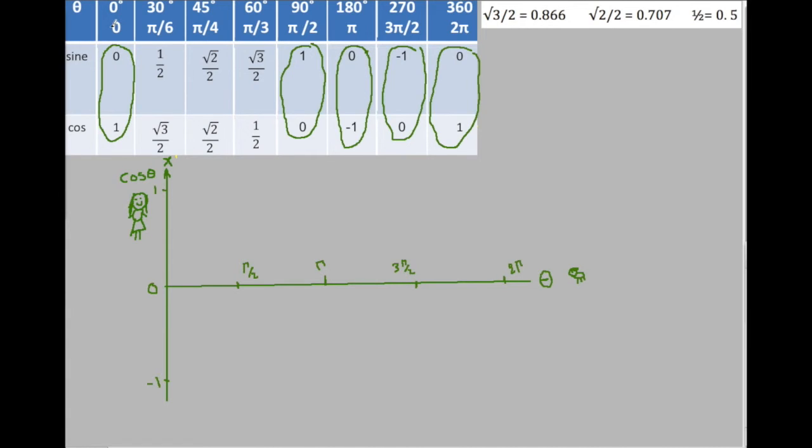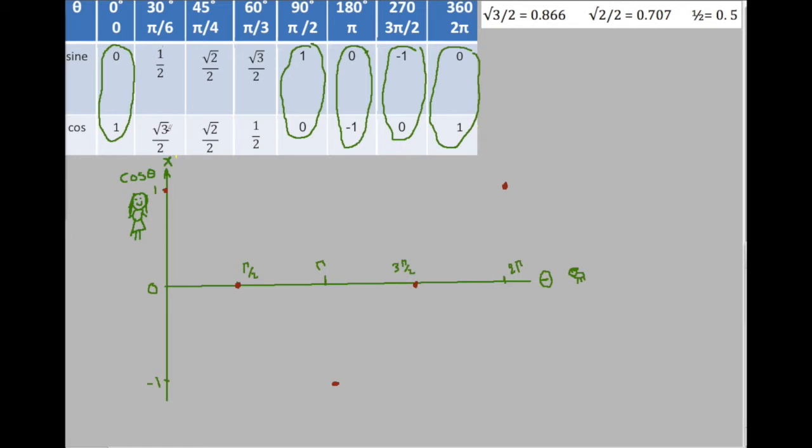When theta is 0, cosine is 1. So here. When theta is pi over 2, cosine is 0. At pi, cosine is -1. And at 3 pi over 2, when theta is this, cosine is 0. At 2 pi, it is 1. So it's here.